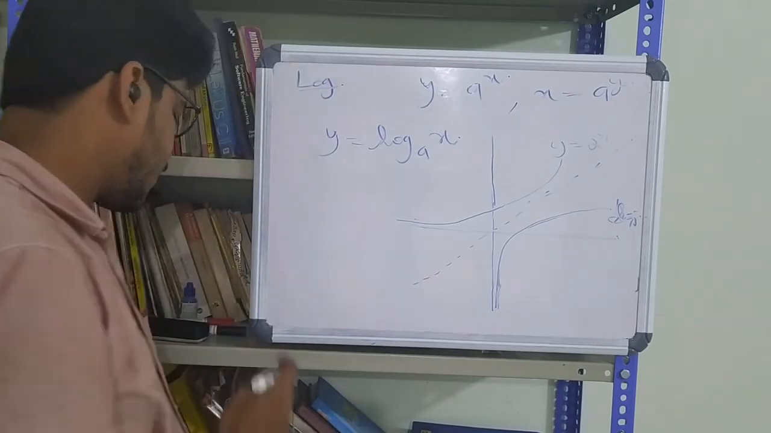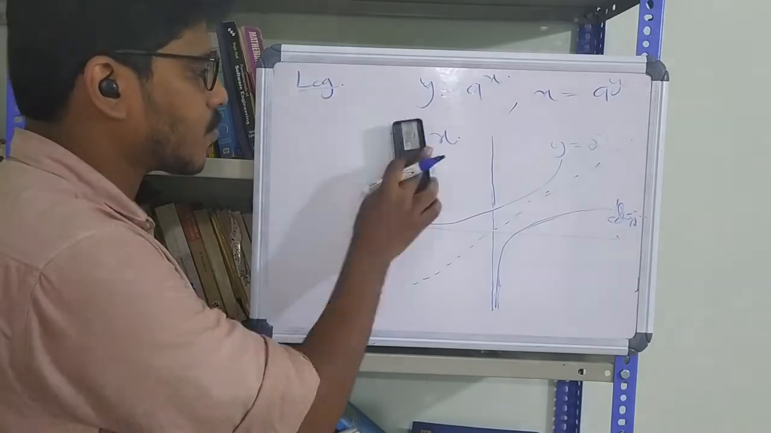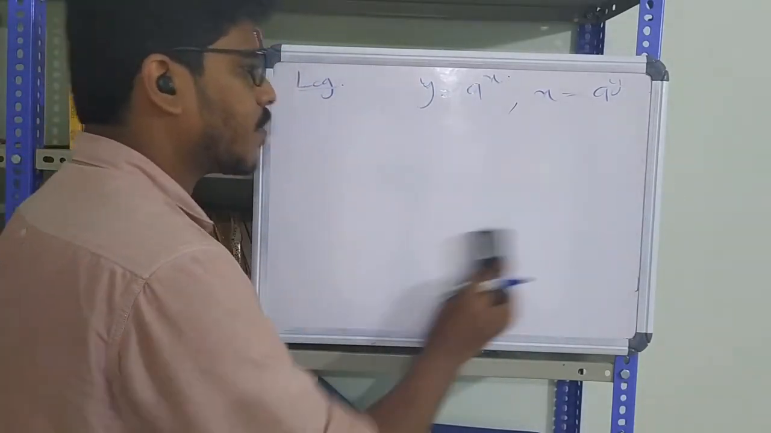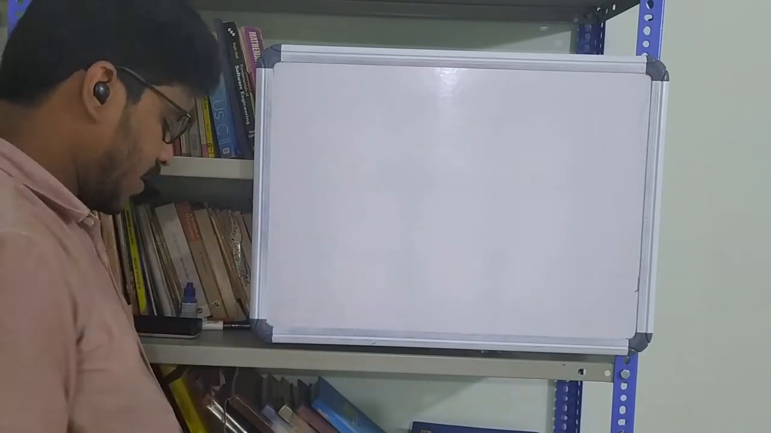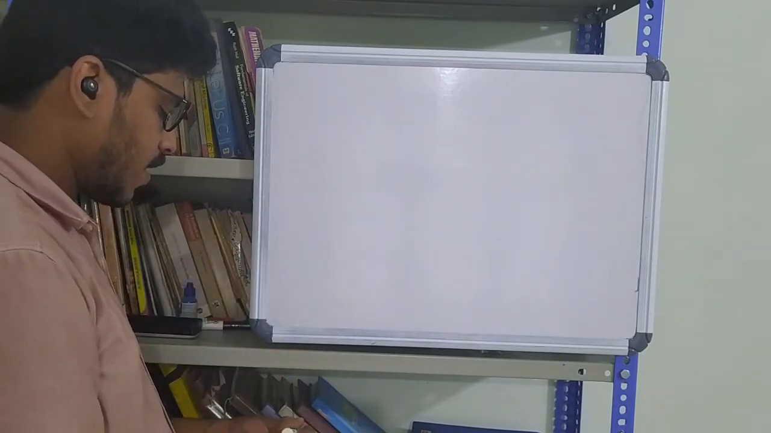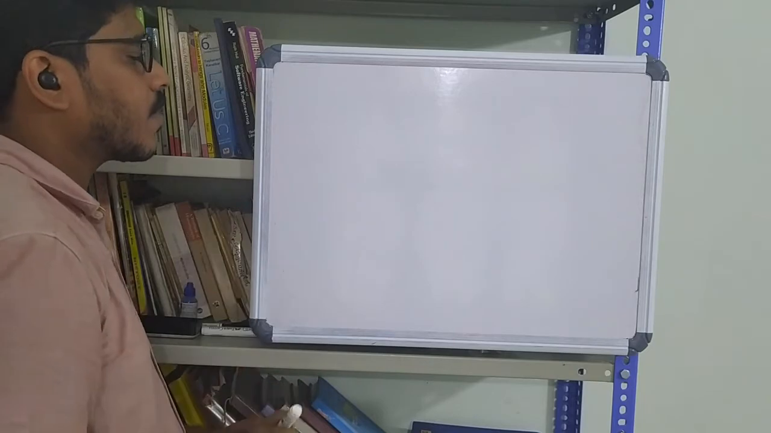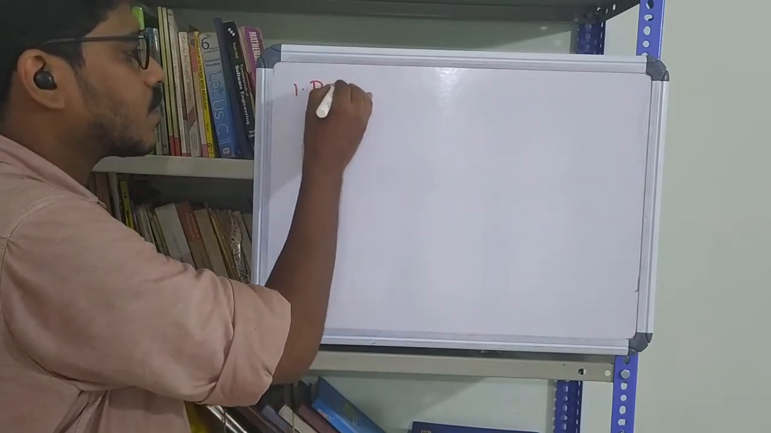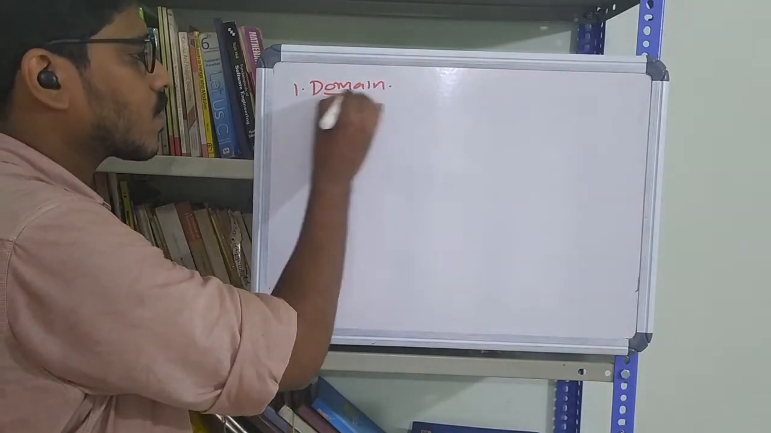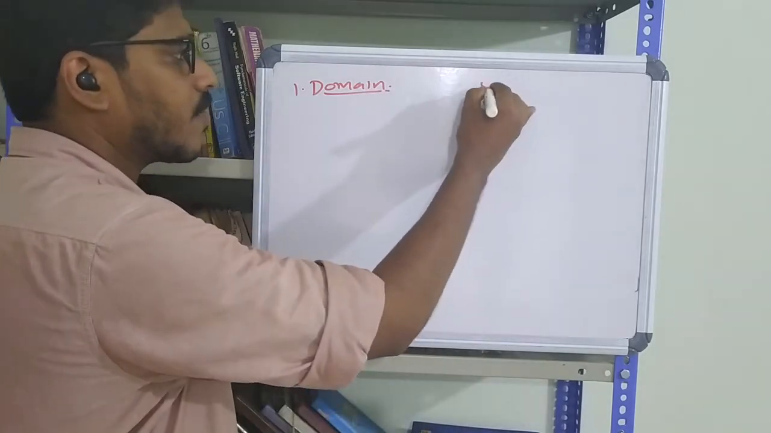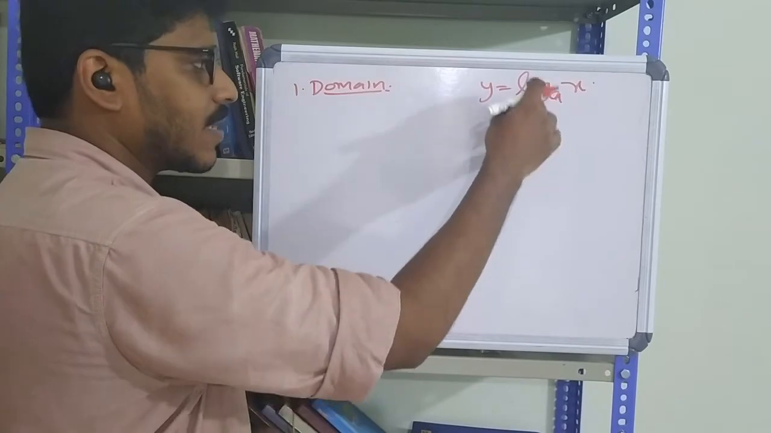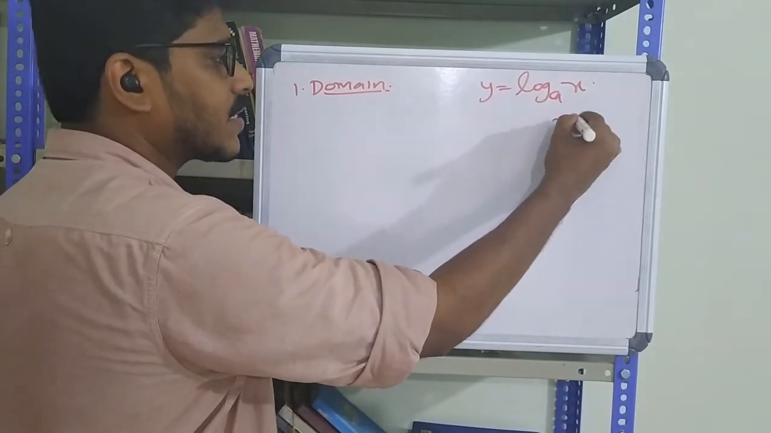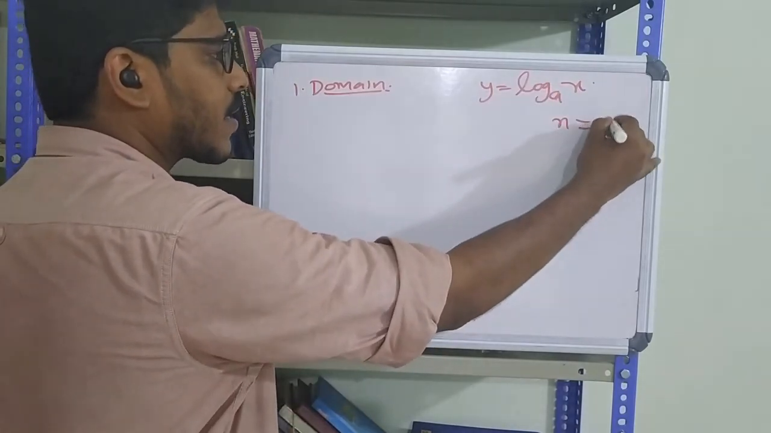And as we have seen for exponential functions, let's observe certain properties. Remember the shape of the graph. What is the domain of the logarithmic function? We had the function y equal to log to the base a x, and this means x equal to a raised to y.